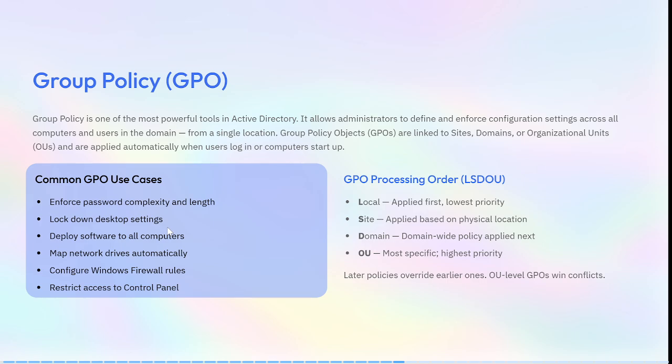For example, password complexity, as we told, that length, 14 characters should be there. For that we can use group policy objects. Or account lockout: if you enter 3 wrong passwords, your system has to be locked out. That is the lockdown policy. Or deploy software; we can deploy software using group policy objects. We can map network drives. We can configure Windows firewalls. We can restrict access to control panel, desktop, or whatever.